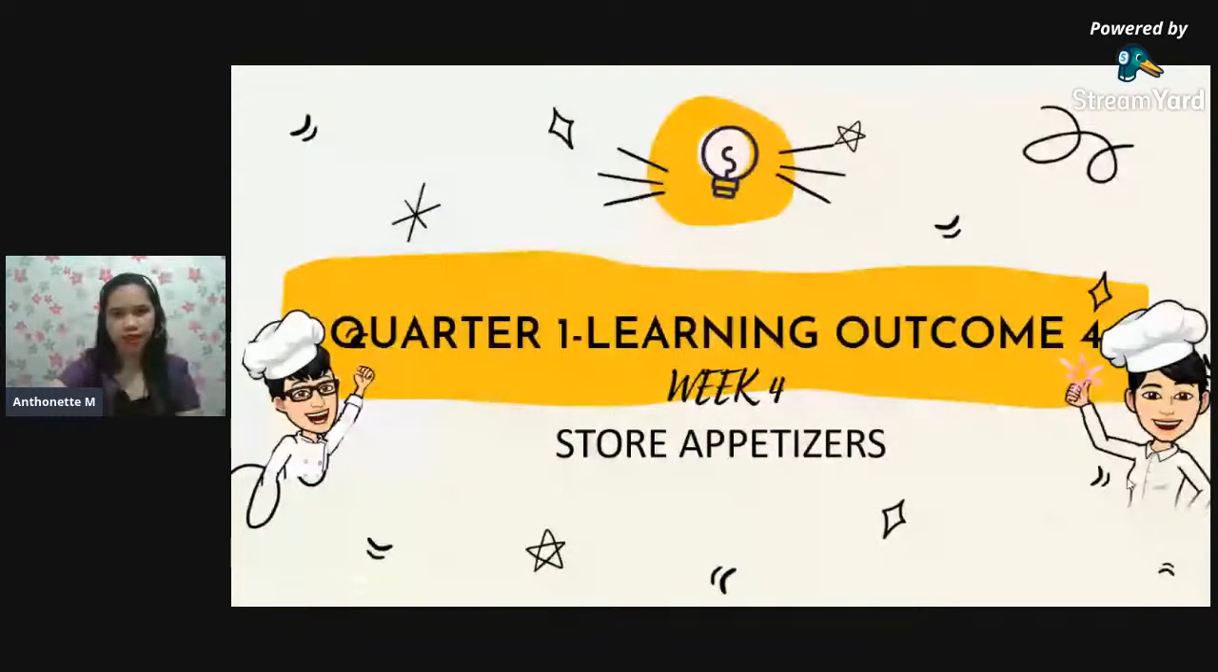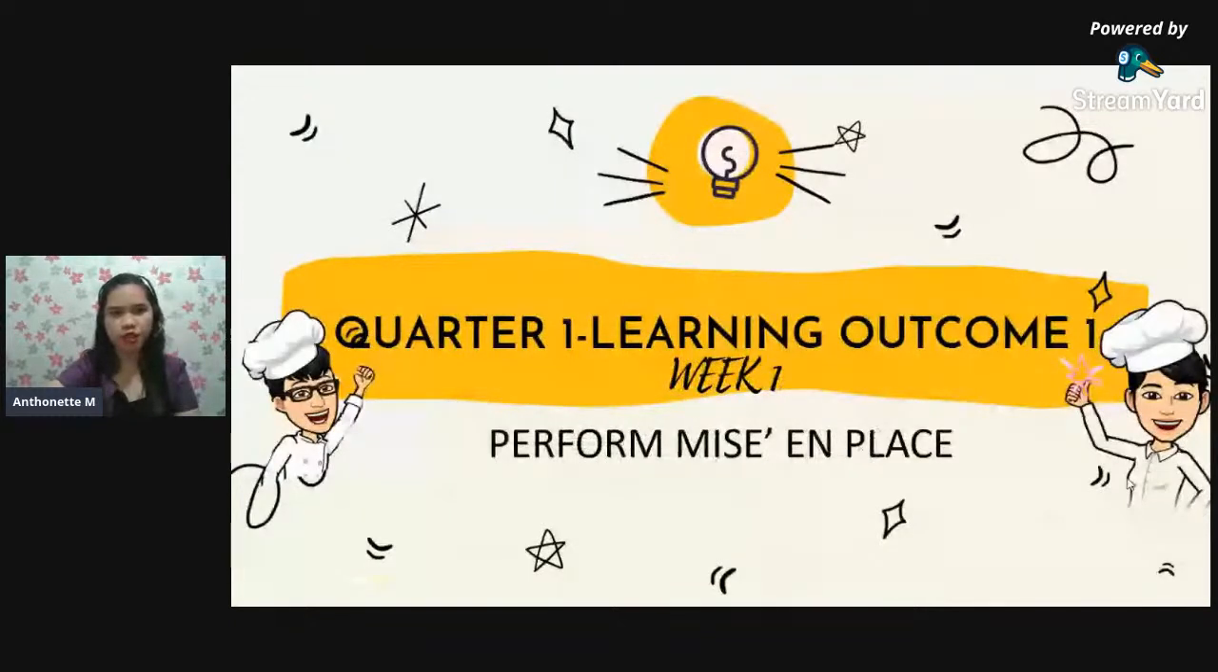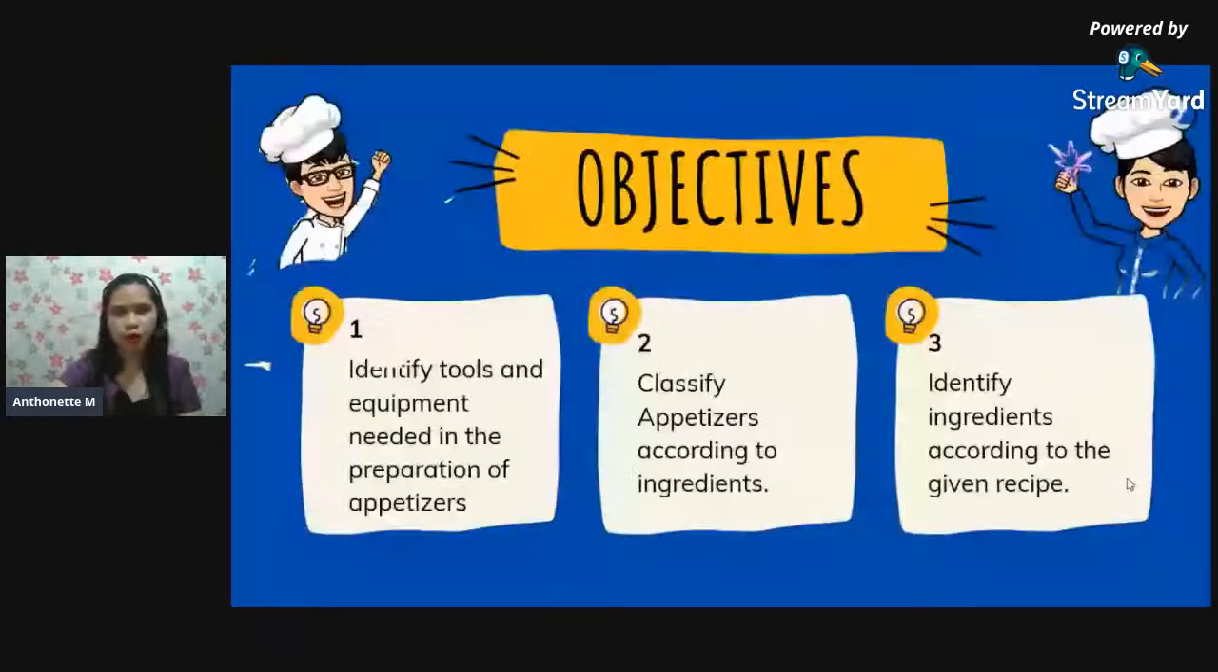Let us have the quarter 1 learning outcome 1, week 1, Perform Mise en Place. Before we proceed, let us first know the objectives of this lesson. Number 1, identify tools and equipment needed in the preparation of appetizers. 2, classify appetizers according to ingredients. And 3, identify ingredients according to the given recipe.